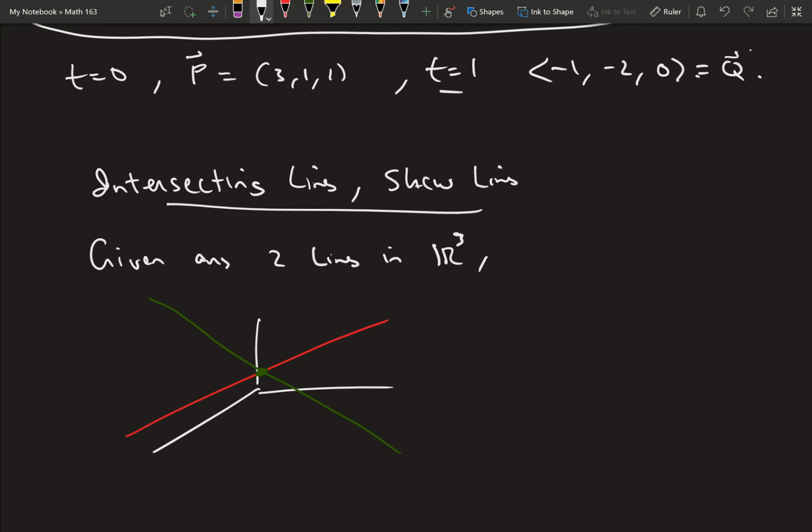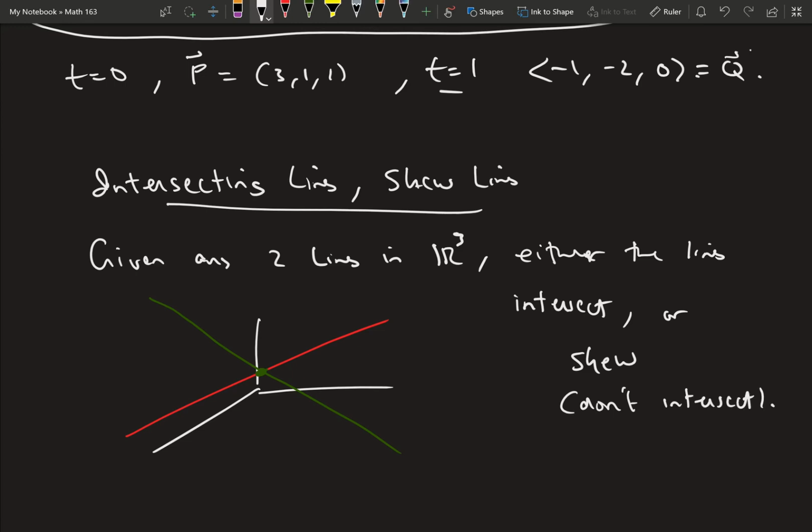So, assuming they're two different lines, either they intersect or they're what's called skew, or they don't intersect.